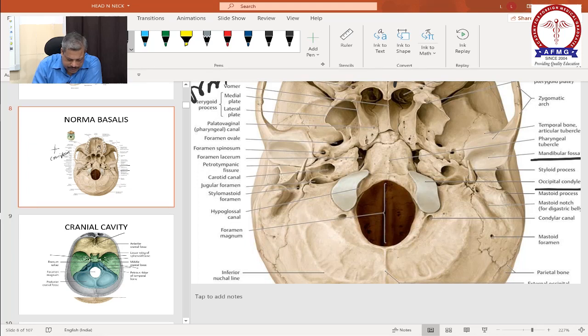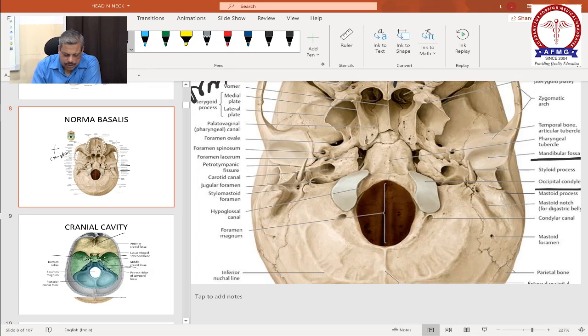And this is the stylomastoid foramen. This is the mastoid process, the lateral surface of the mastoid process. The mastoid process is present just behind the external auditory meatus. See my face, this is the external auditory meatus, and just behind the pinna is the mastoid process. Clear? The mastoid process has two palpable surfaces: this is the lateral surface, and this is the medial surface.